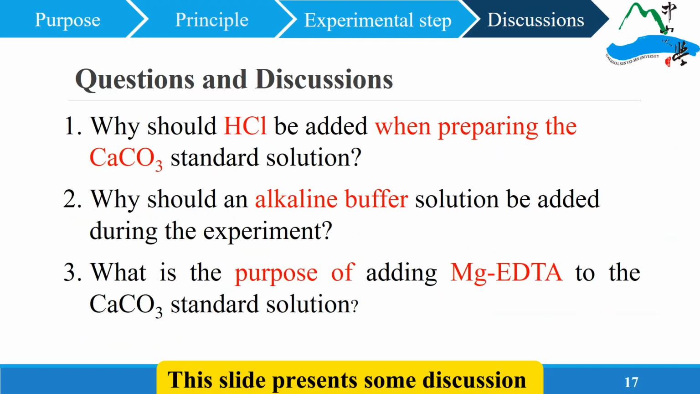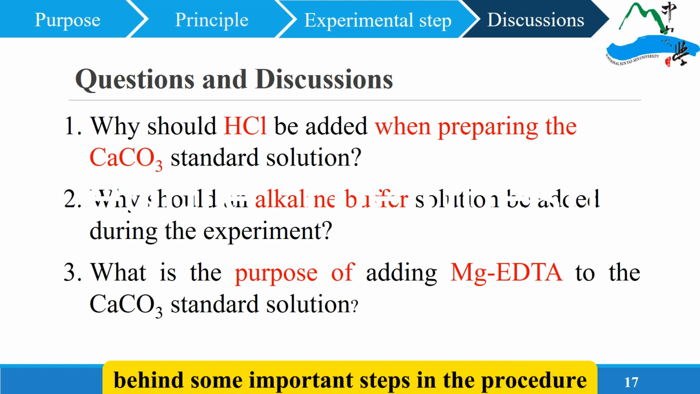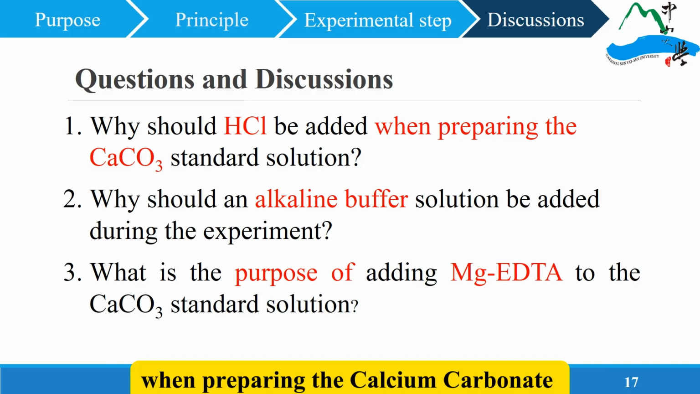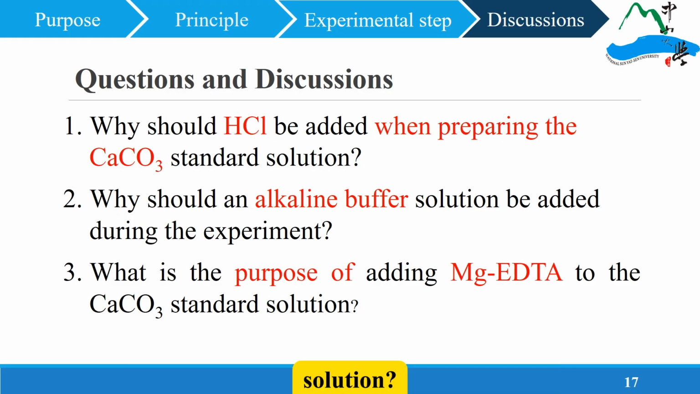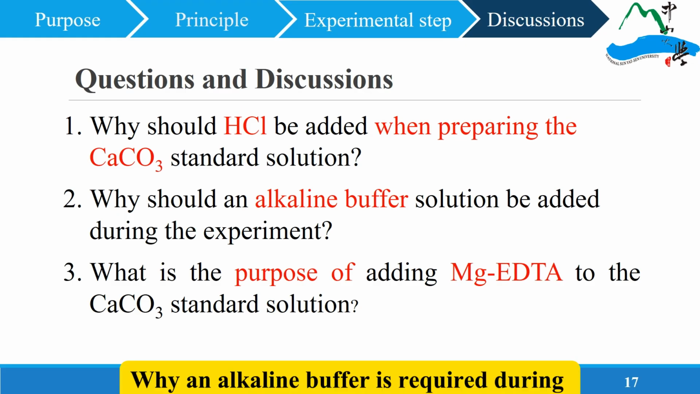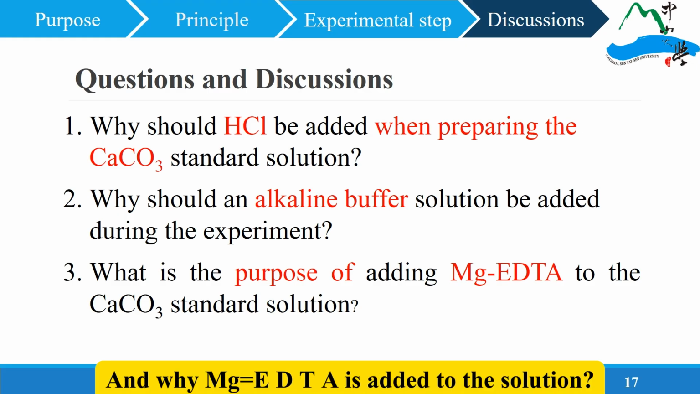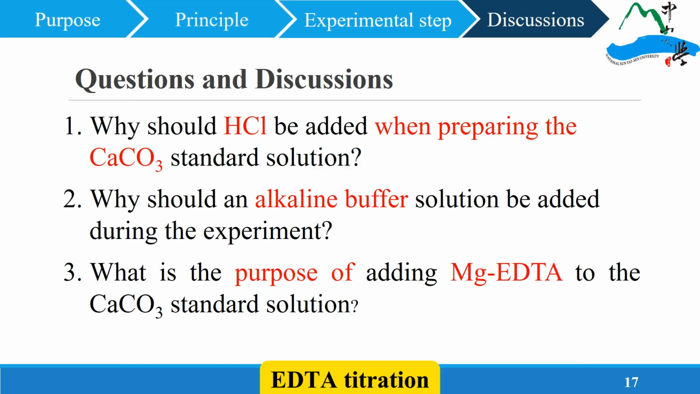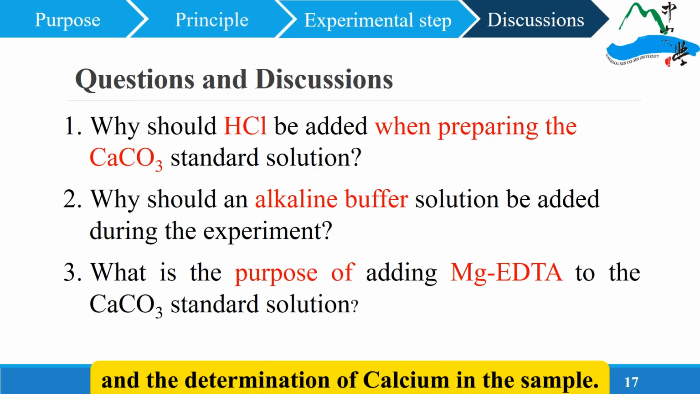This slide presents some discussion questions related to the experiment. These questions are designed to help us understand the reason behind some important steps in the procedure. The questions focus on why hydrochloric acid is added when preparing the CaCO3 solution, why an alkaline buffer is required during the titration, and why EDTA is added to the solution. These questions help students review the chemical principles involved in EDTA titration and the determination of calcium in the sample.